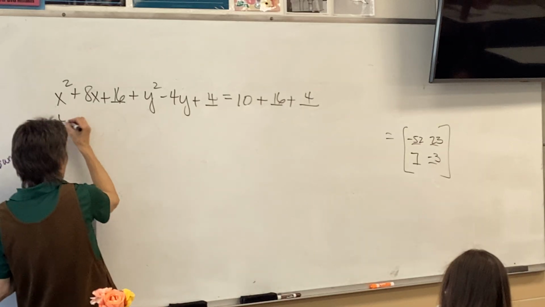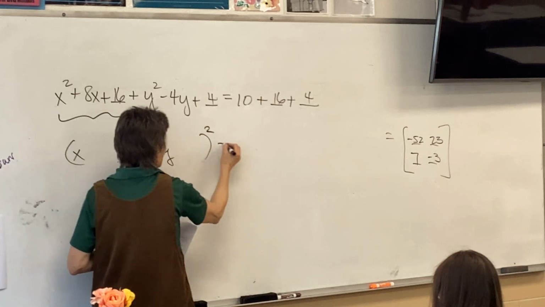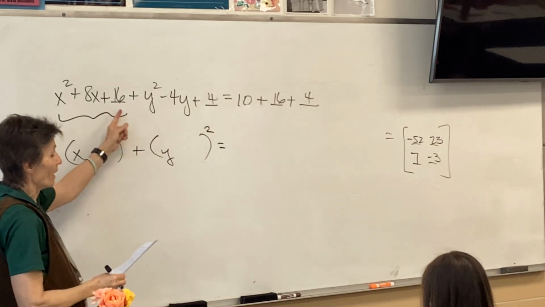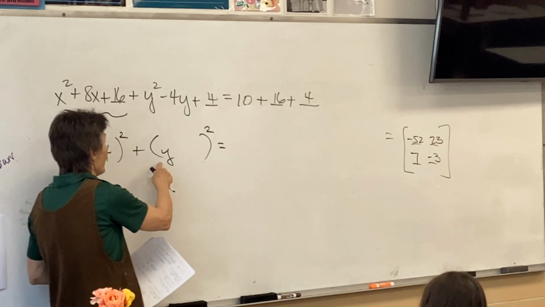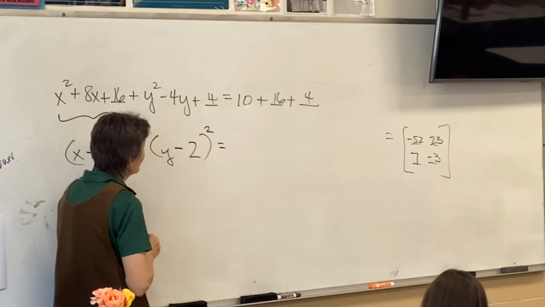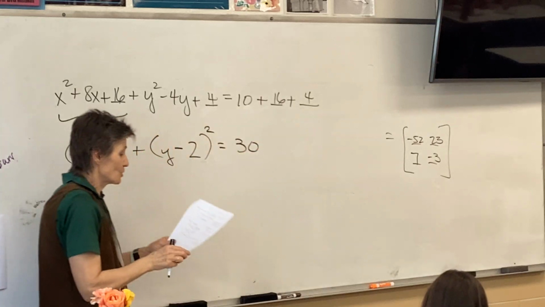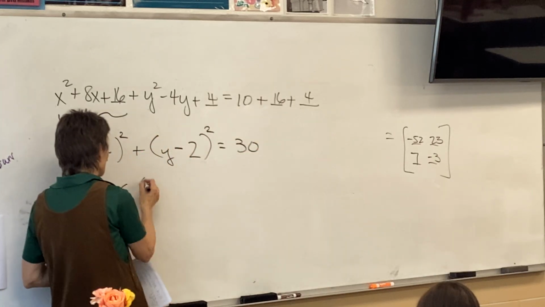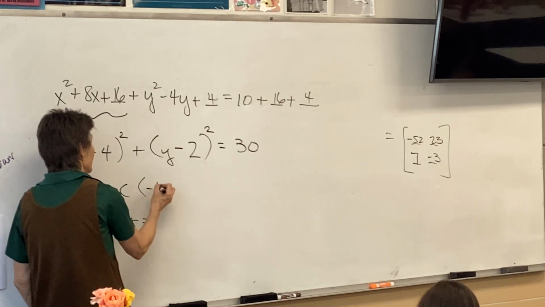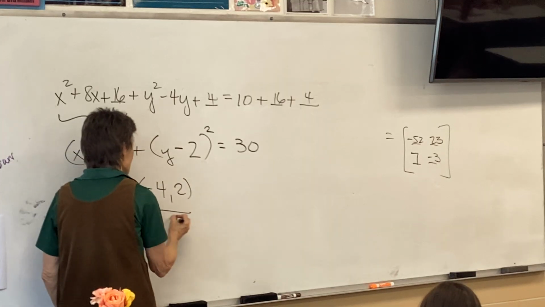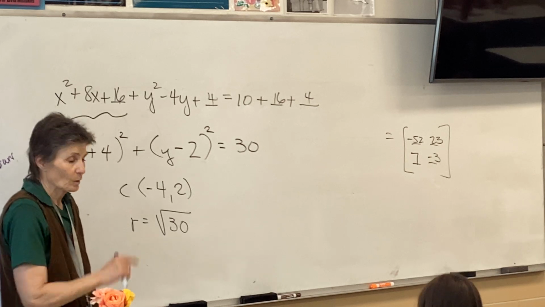Okay, so I have x squared and y squared. What goes in here? X what? 12. Plus 4. And y minus 2, good. And it's all gonna add up to 30. 32. So your job was find the center and the radius. So what is the center? Negative 4, 2. And the radius is the square root of 30. Alright, one more.